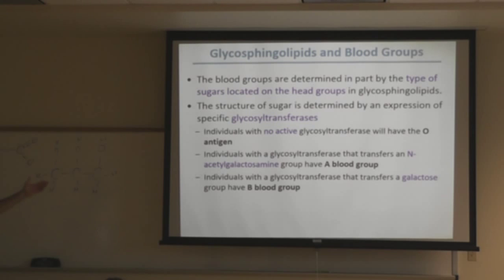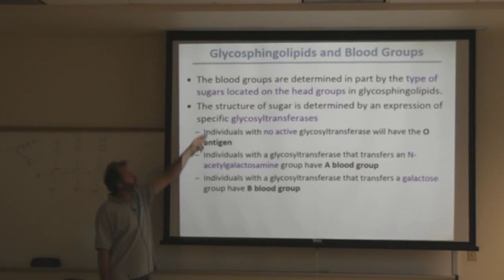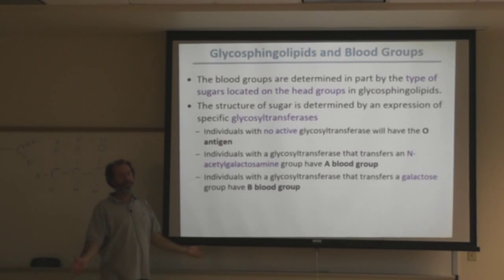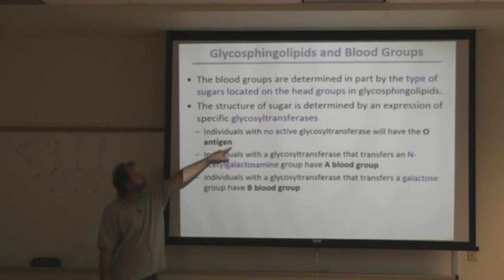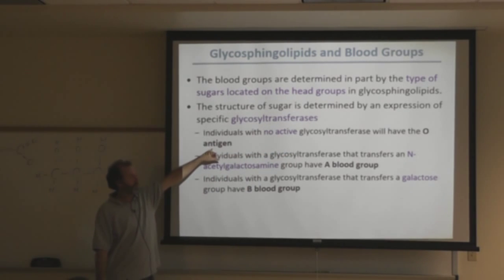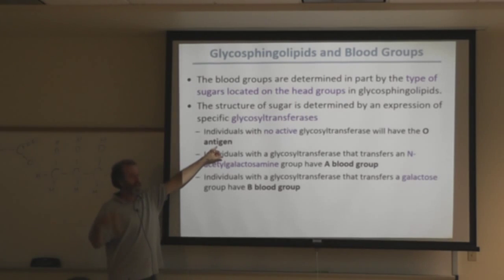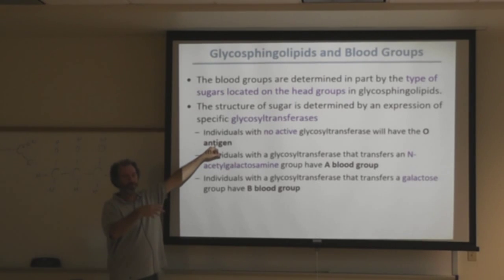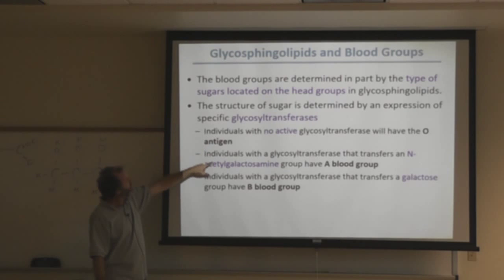So like I was saying, blood groups are determined in part by the type of sugars located on these head groups. Depending on what enzymes you have coded in your DNA will make up your blood group, because that's the different sugars that are going to be added. Individuals with no active glycosyltransferase will have the O antigen. So you don't have the enzyme to add the other sugars to that sphingosine.